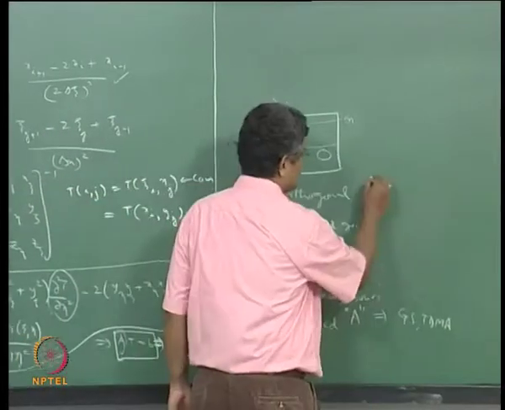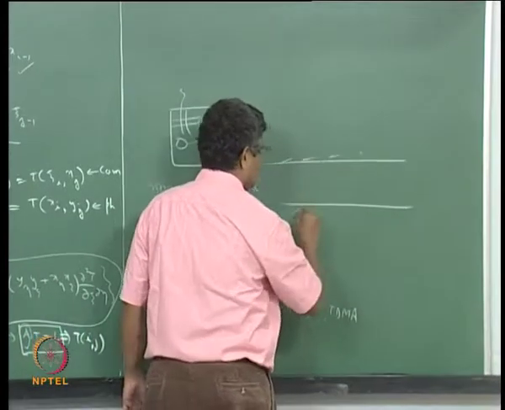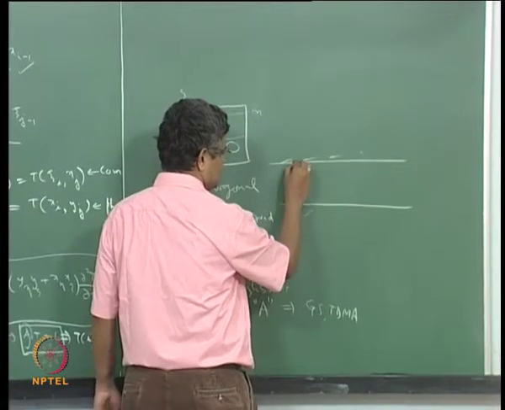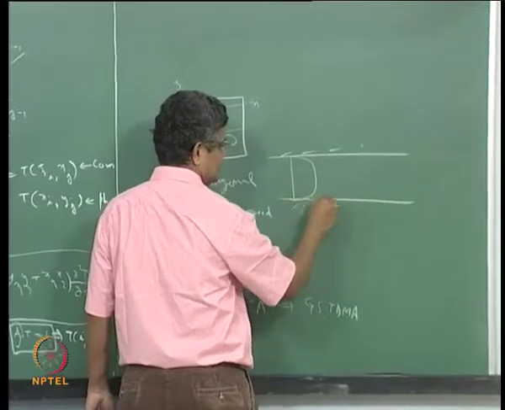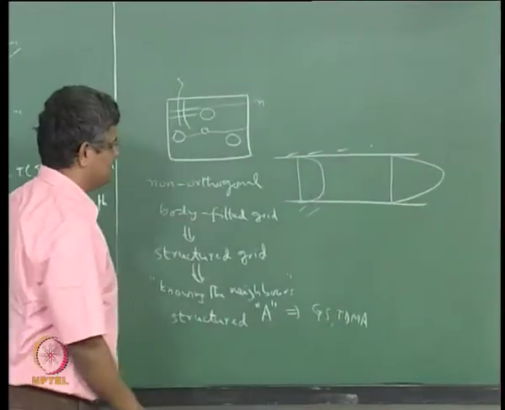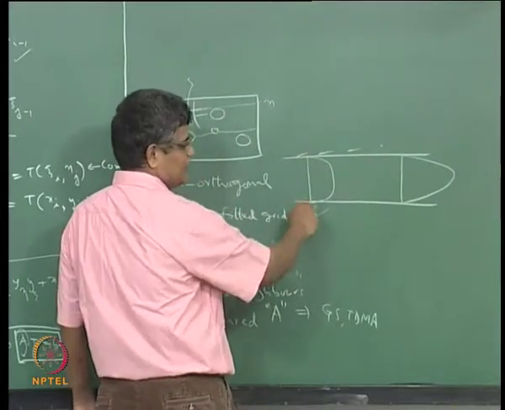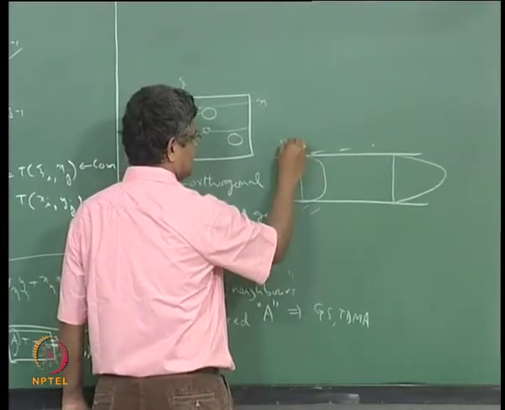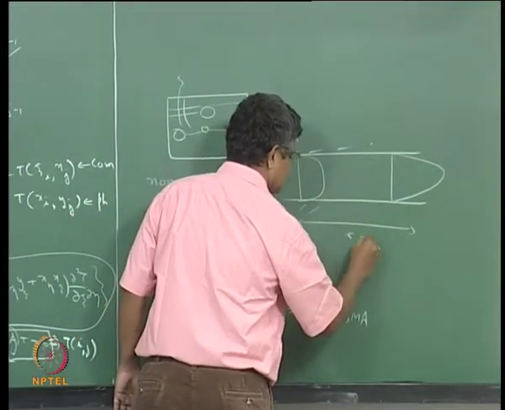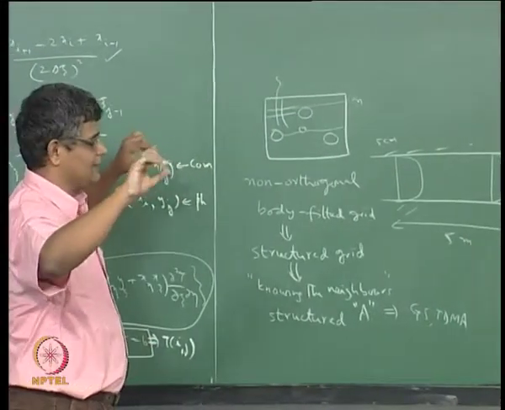For example, if you are looking at a flow domain like this and the flow is developing, then your velocity profile may be like this here, and then it may be finally going towards this, and this dimension may typically be some 5 centimeters, and this dimension may be something like 5 meters. So you have a very long and thin pipe.